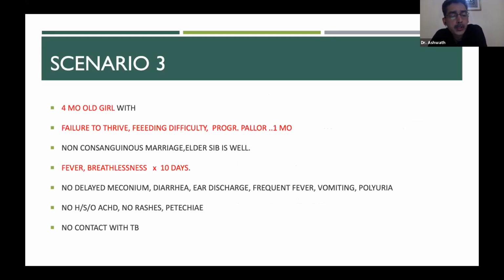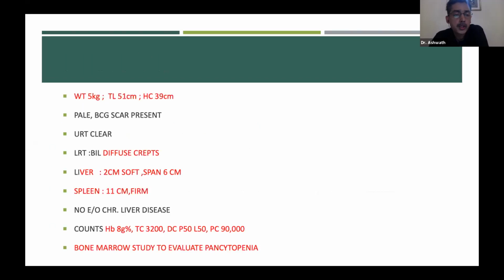There has been no history of recurrent respiratory tract infections, delayed meconium passage, diarrhea, ear discharge to suggest a congenital immunodeficiency. There has been no past history of fever, vomiting, polyuria, or history of rashes or history suggestive of a congenital heart disease. There has been no contact with tuberculosis. We can see from her anthropometry that she is failing to thrive. There was a healthy BCG scar present.